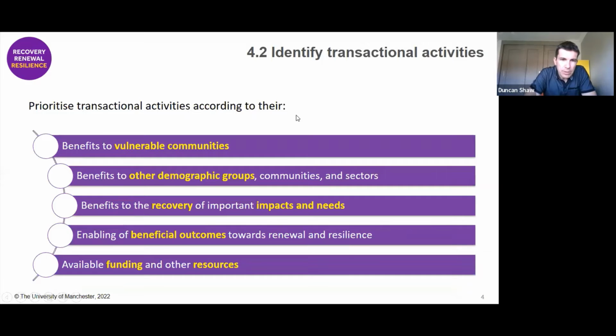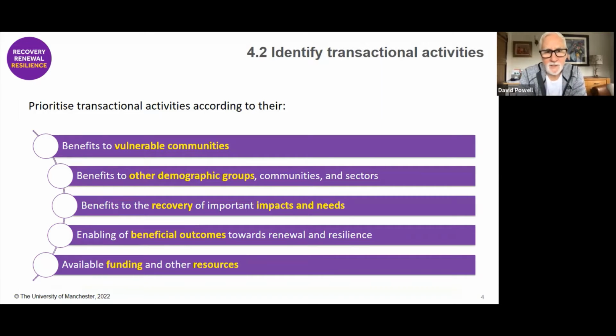But before we start talking about what those plans might include, David's going to talk a little bit about how we prioritise those. It's a suggested list that you could apply. I think it's not exhaustive, but I think it's a good starter for 10. So, you know, it should always be about what's the benefit of doing this collectively together as a partnership. The clearest one should be an identifiable benefit to vulnerable communities, communities affected by the emergency itself. Other demographic groups, communities and sectors, of course, may also have been affected either by the emergency or indeed the actions taken to address the emergency in the first place.